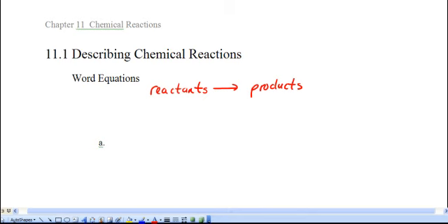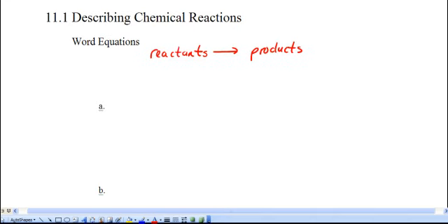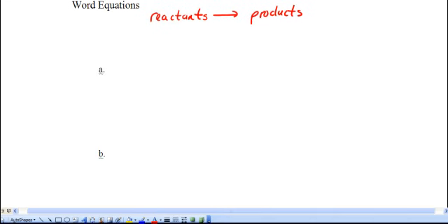Now the simplest way you can express a chemical reaction is by using what are called word equations. Word equations are simply that. You simply write out the compounds as their names. So you might say that you have iron plus oxygen producing or yields iron 3 oxide, which is actually rust. So there's a reaction right there. You start with iron and oxygen, you produce iron 3 oxide.